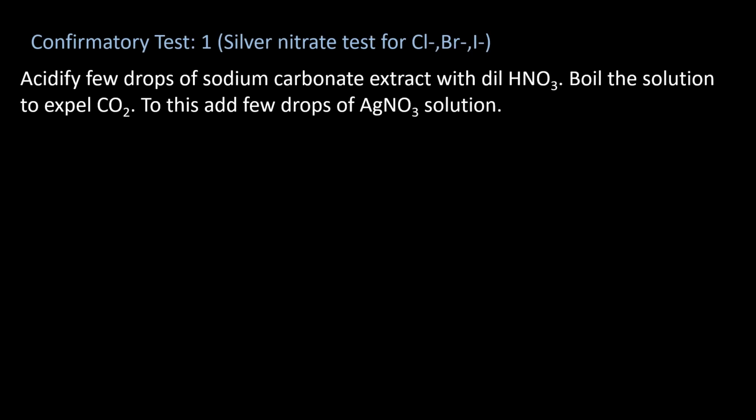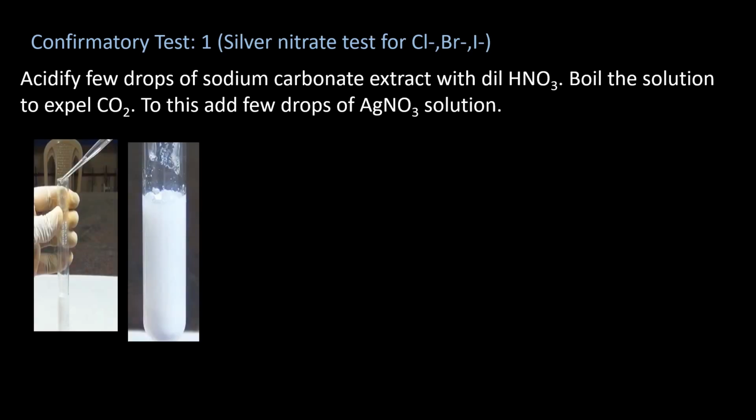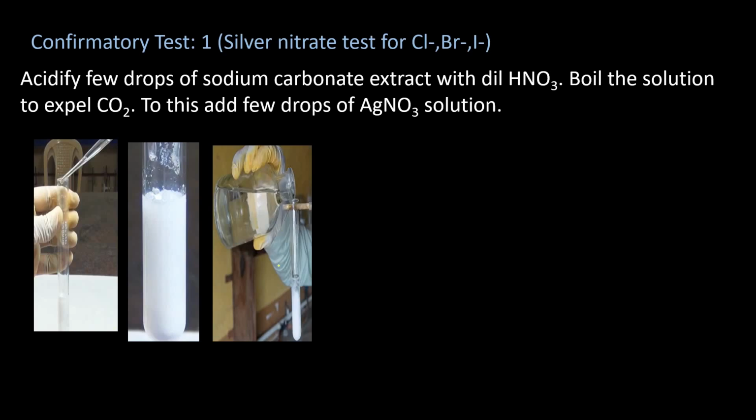Acidify a few drops of sodium carbonate extract with dilute nitric acid. Boil the solution to expel carbon dioxide, and to this solution add a few drops of silver nitrate solution. So let's see. When you are adding this silver nitrate solution to your acidified sodium carbonate extract, and if you get this white precipitate, then it is chloride. And moreover, when you add ammonia solution, if this white precipitate dissolves, then it indicates chloride. So white precipitate soluble in ammonia confirms chloride.